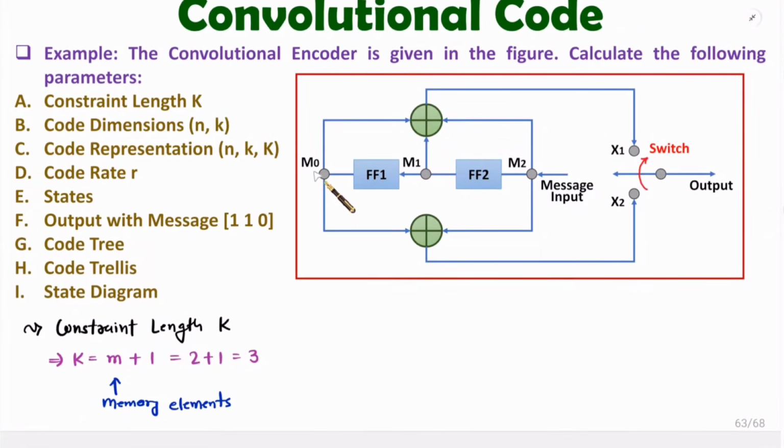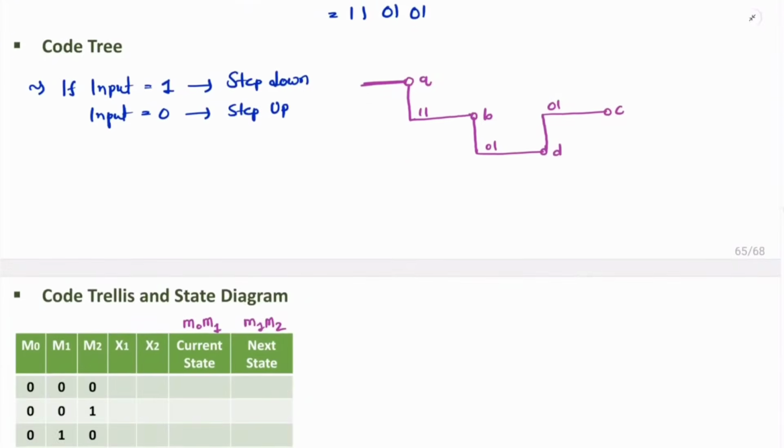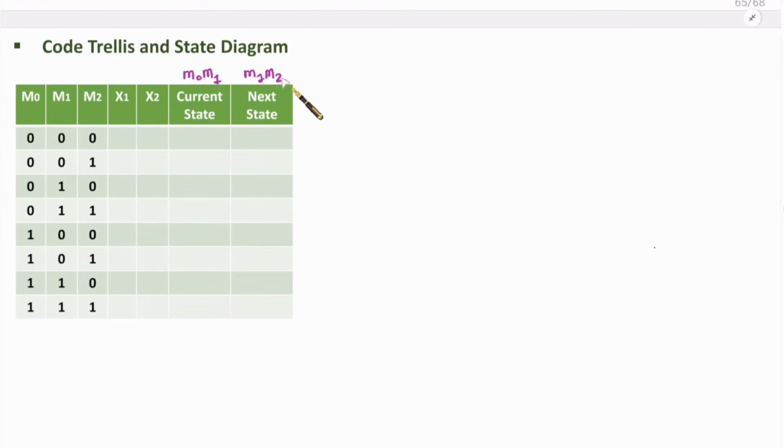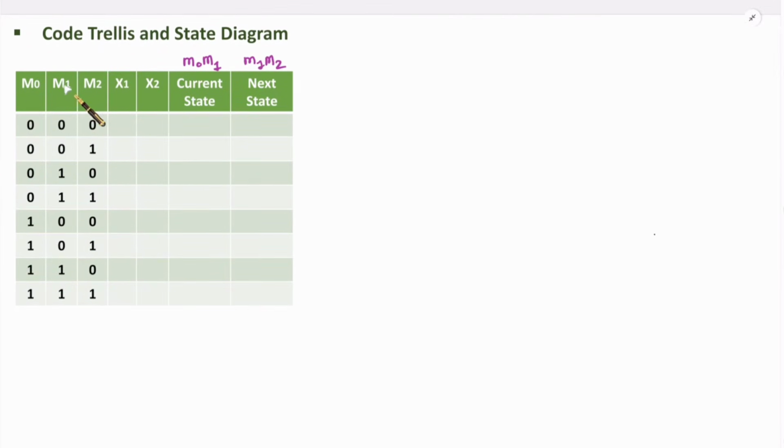So next state that will be M1, M2, right? So here, next state that will be M1, M2. Now see with M0, M1, M2, there will be in total 8 combinations. So I have written 0, 0, 0 to 1, 1, 1. Now let me write down current state.